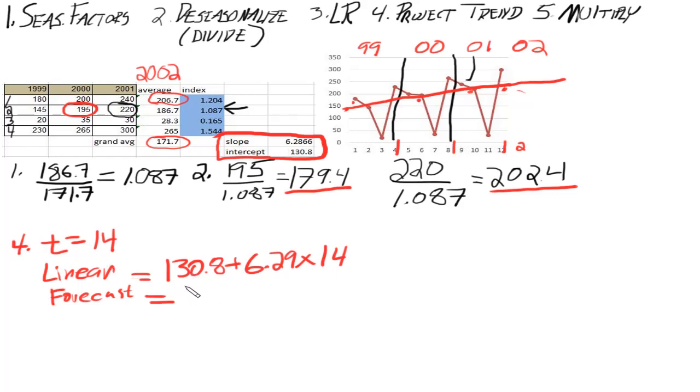So we have 130.8 plus 88.06, which gives us 218.06. Actually 218.86, so I'll call it 218.9, which is a little higher. Well, it's not too far off from where my line is. My line's not, as we know, very good, but it's somewhere around there.